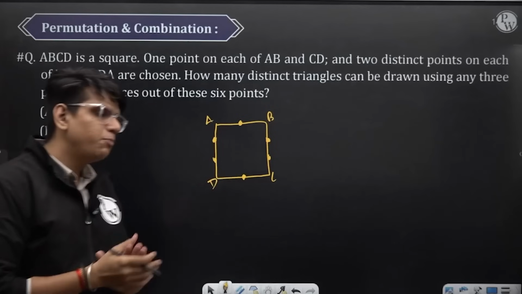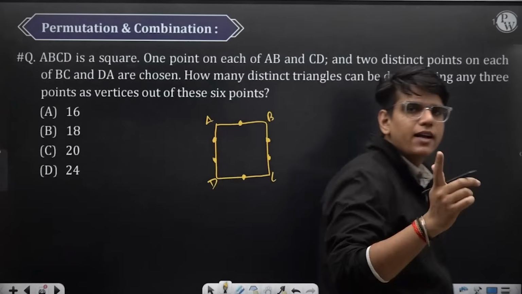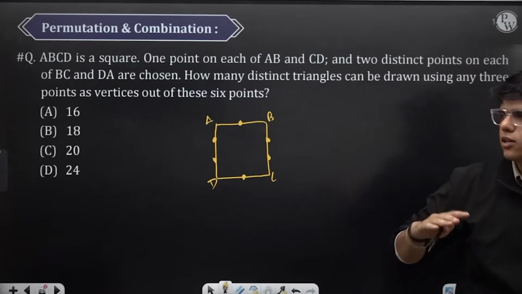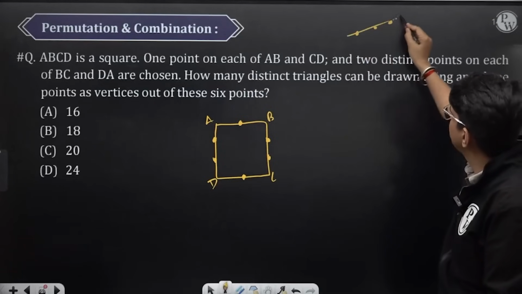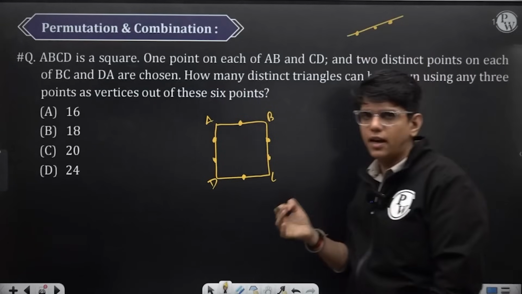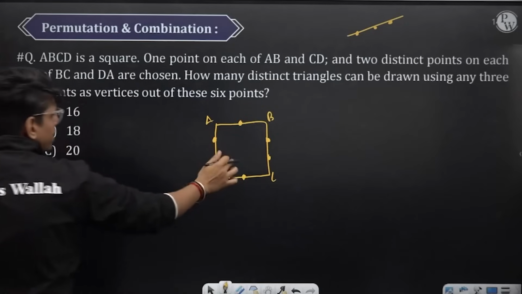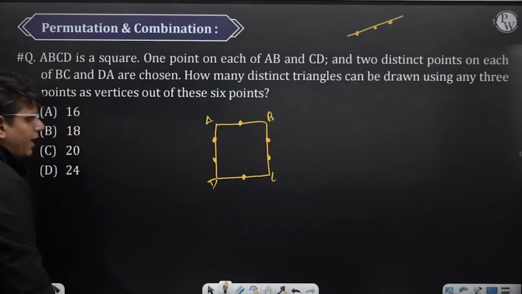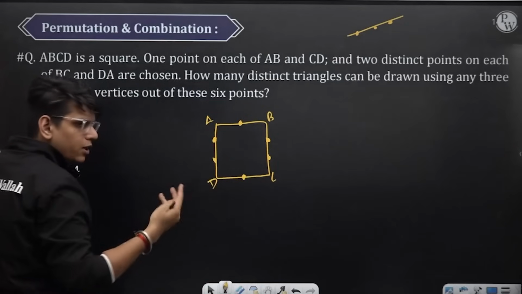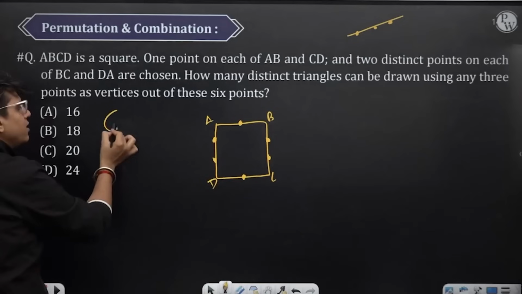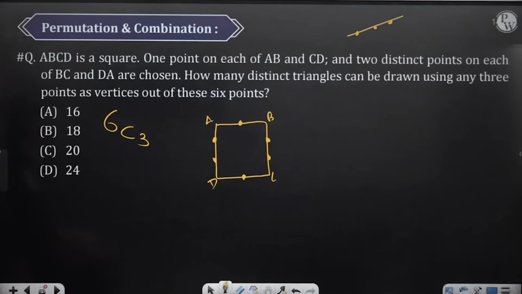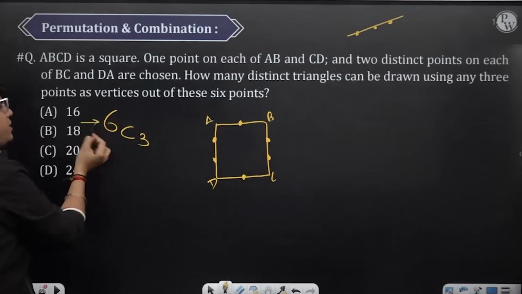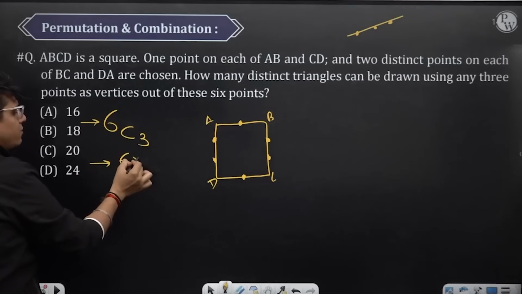If 3 points are not collinear, then 1 triangle can be formed from them. That means the 3 points are not on the same line, because then we can't form a triangle. Here no 3 points are collinear, that means we have to select any 3 to make a triangle. So we have 6 points, and if we select any 3 out of them, we will get the triangles. So the number of triangles will be 6C3.